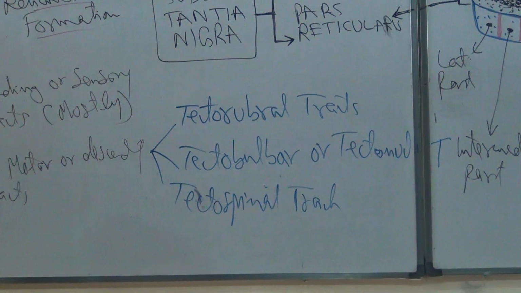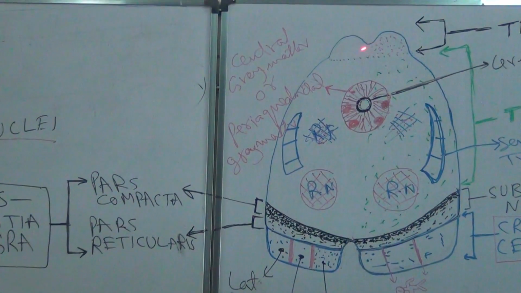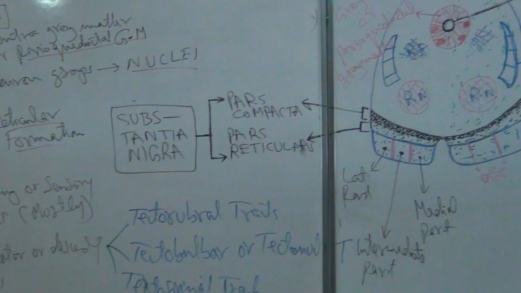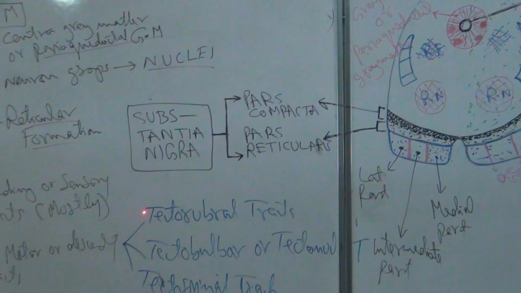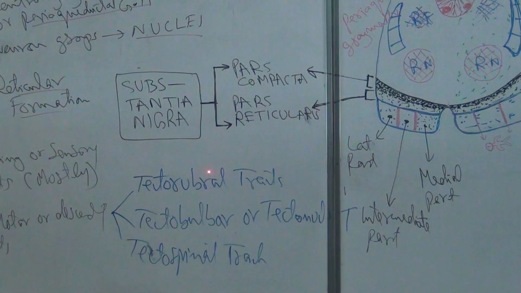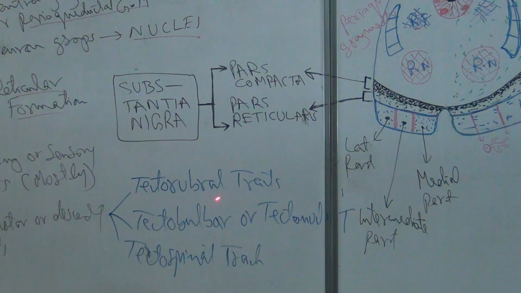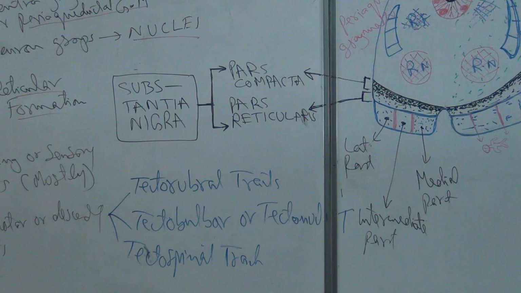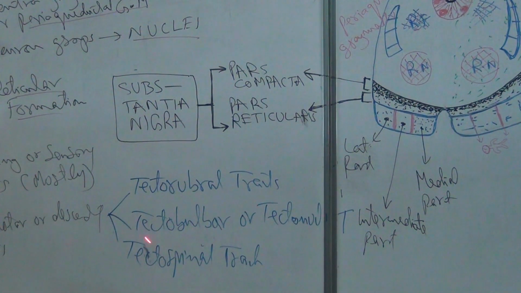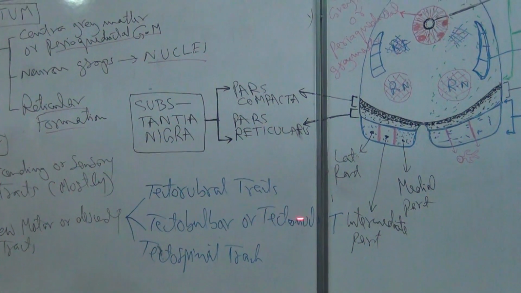Tectobulbar. I told you this posterior part, the dorsalmost part of the midbrain, is called tectum. Here there are tectal nuclei and pretectal nuclei. So the tract arises from the nuclei of the tectum and descends to enter the midbrain, where they end in the red nucleus. For example, this is a red nucleus. Here they end. Second, tectobulbar or tectonuclear tracts arise from the tectum and descend through the midbrain, pons and medulla oblongata. In the medulla oblongata, they terminate in various motor nuclei.